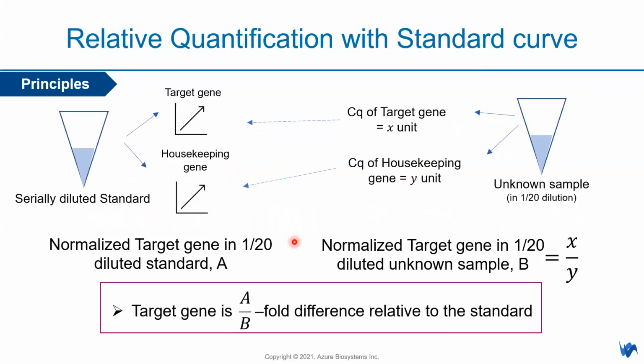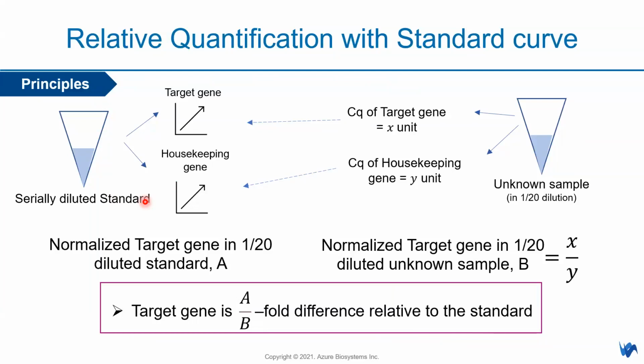Here's an example, a very simplified diagram that I set up to give you a concept of how it looks in relative standard curve quantification. So here you have a serially diluted standard. This standard can be anything, any nucleic acid that has the target gene and housekeeping gene at a proper expression level. In my studies, this will be the pooled sample. If I'm doing a brain study, it will be whole brain RNA, and of course cDNA in this case, right?